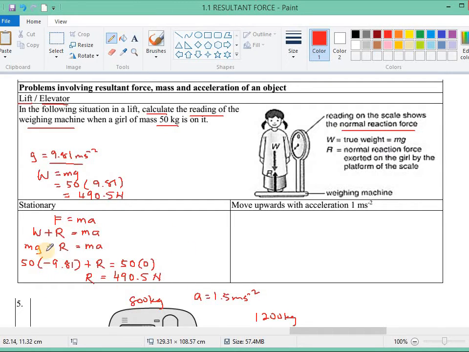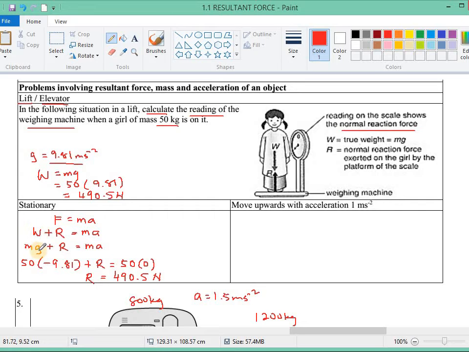So for example, the lift is stationary. If the lift is stationary and not moving, that means both the girl and the weighing machine are not moving. So we calculate the effect of the resultant force. F equals ma. This resultant force acts on this mass, and this mass will have this acceleration. The resultant force will be the total of the weight and the reaction, so weight plus reaction.